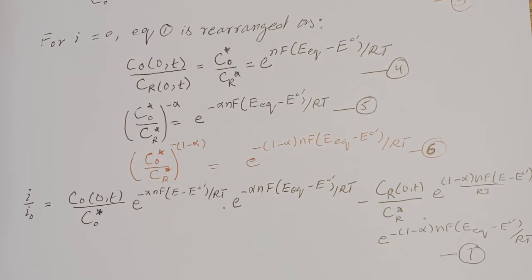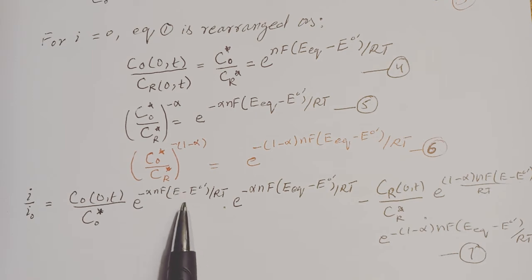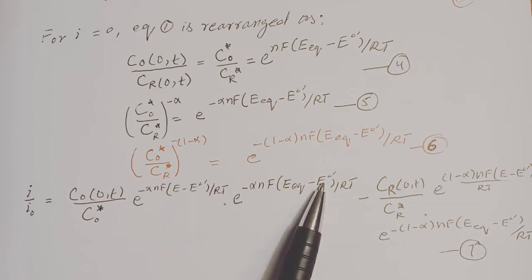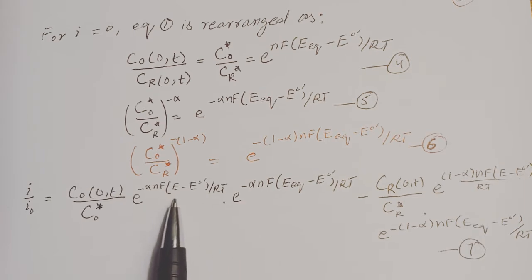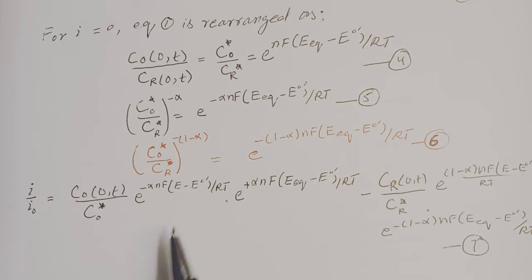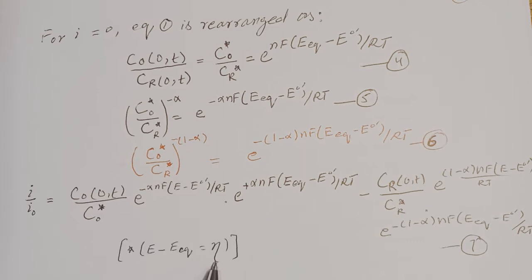So here we have seen that the power terms have some common terms which can be cancelled out, in which the common terms are the standard electrode potentials within the power terms. So here with the simplification we will get the terms that is E minus E equilibrium is the overpotential that will be represented as eta.